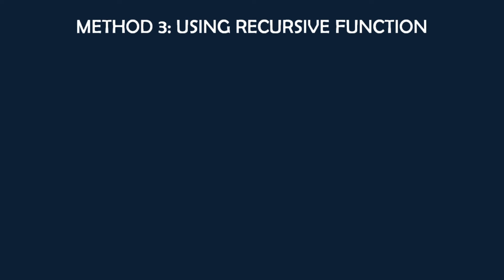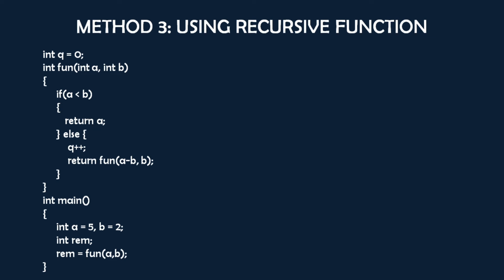In our third method, we are going to get the quotient and remainder using a recursive function. This method is very complicated and not advised for beginners. But if you understand the recursive function, then it will be easy. We have here the recursive fun function and our main function. In our main function, we are just calling our recursive function and passing arguments or parameters.